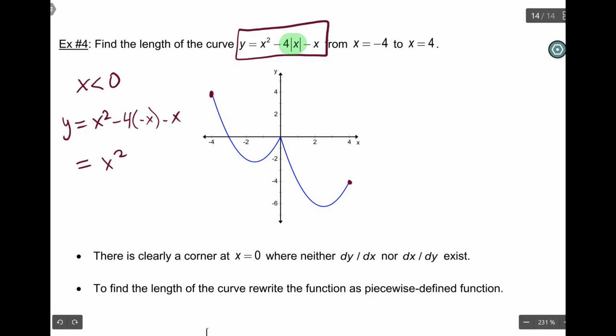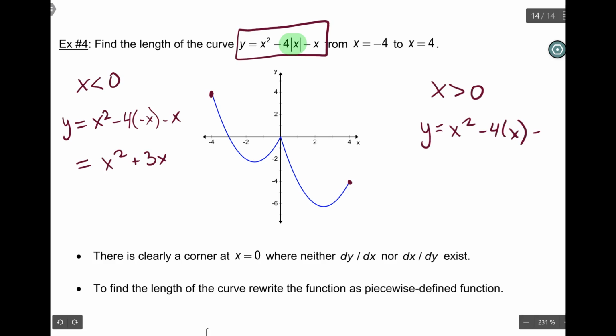y equals x squared plus 3x. Okay, so that's literally what the left half of the graph looks like. The right half is when x is greater than 0. This is similar to what y equals x squared minus 4 times x.